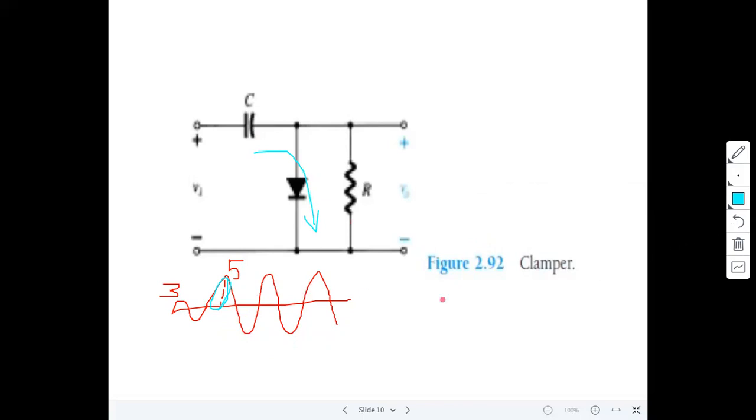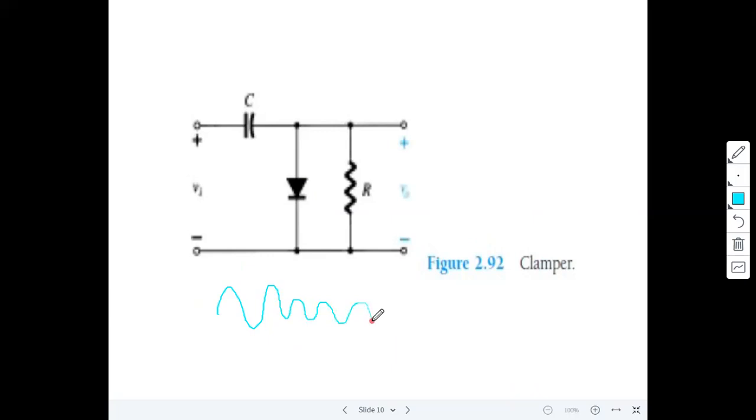The second case is when the input signal is suddenly reduced like this. Previously it was something like 4 volts, now it is something like 2 volts, but the clamper output peak-to-peak is still 8. Now again it will shift to 4. That means the charge slowly discharges through the resistor. That is a different analysis, right?